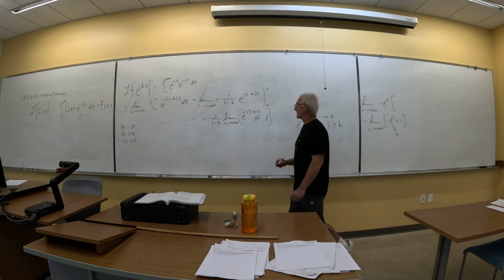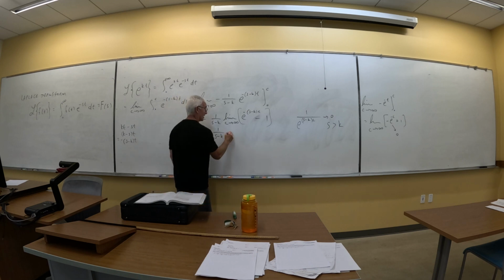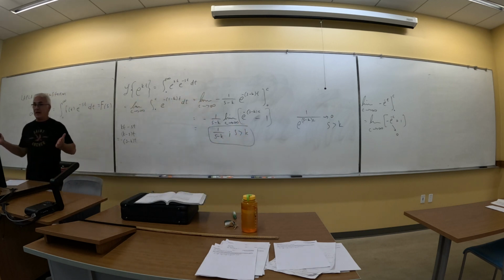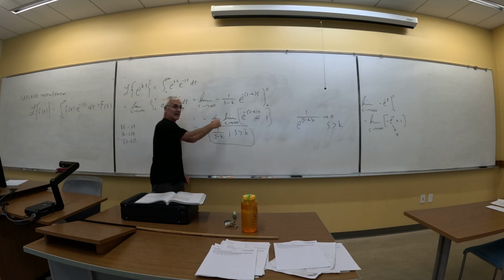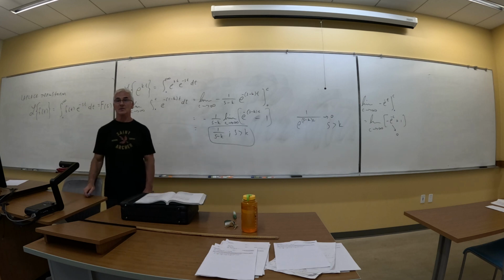So, first of all, what's the answer? That's good. Nice. That's the answer. That has to be included in the statement. Think of it this way. S can be any real number, anything on the number line. But this integral only converges to 1 over s minus k if s is bigger than k. All other times, it diverges.